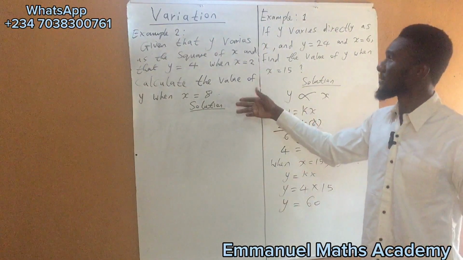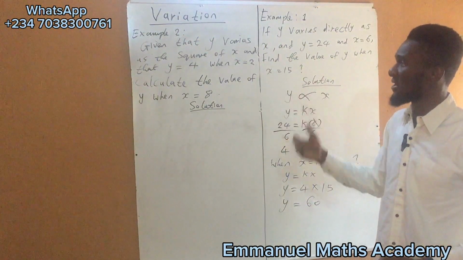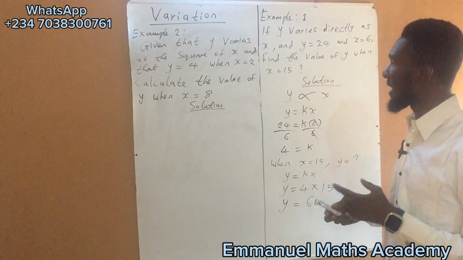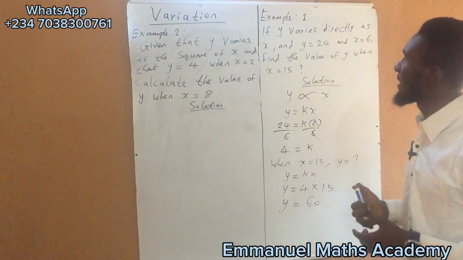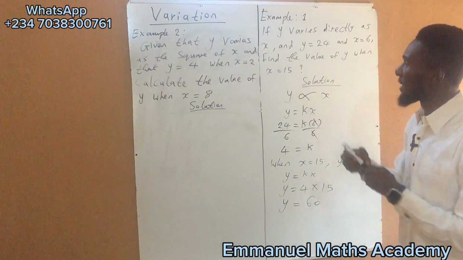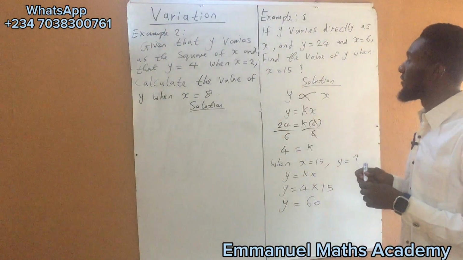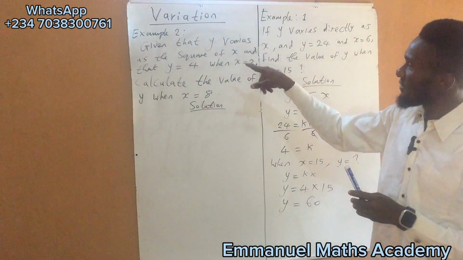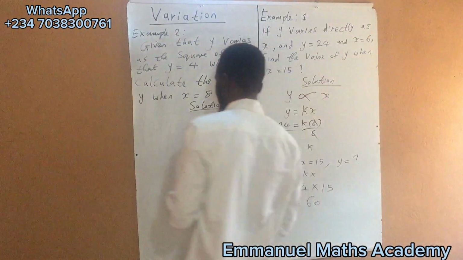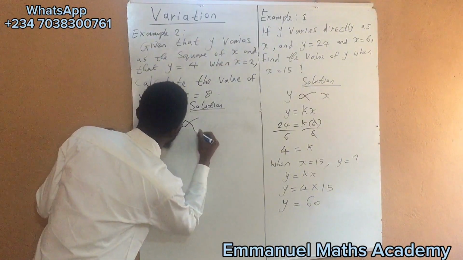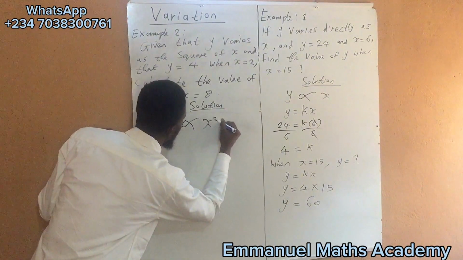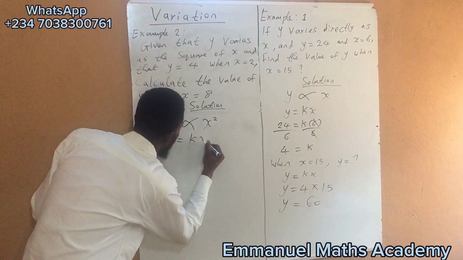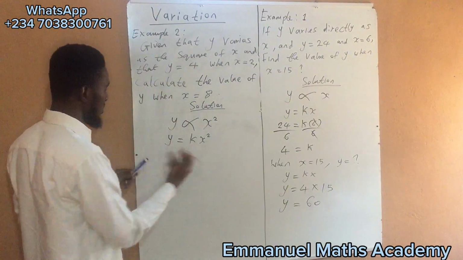Now, let's look at this second example on direct variation. It says, given that Y varies as the square of X and that Y equals 4 when X equals 2, calculate the value of Y when X equals 8. The first statement says Y varies directly as the square of X, times X raised to power 2. Then Y is equal to KX squared. You introduce your constant.